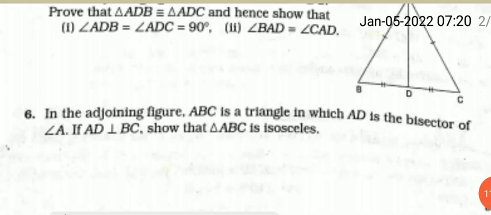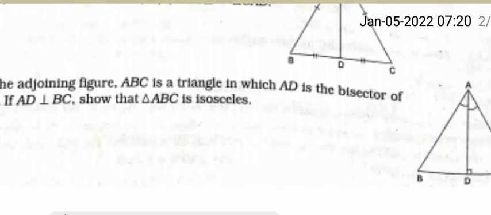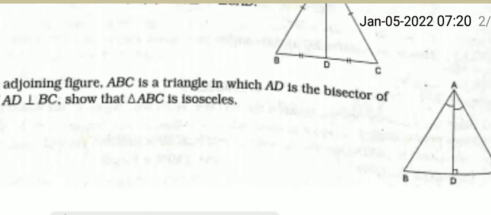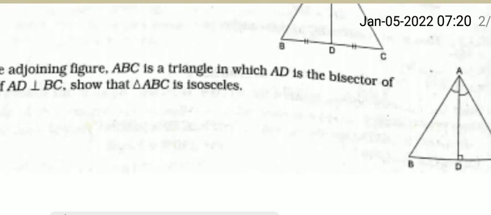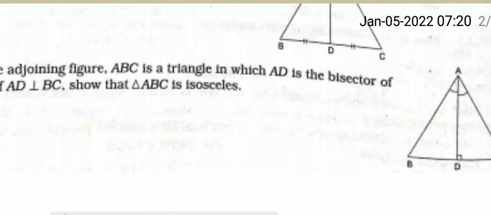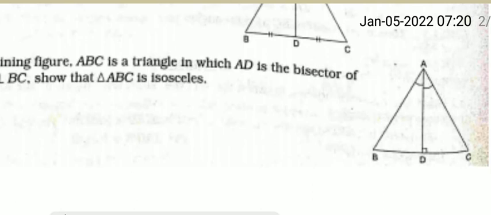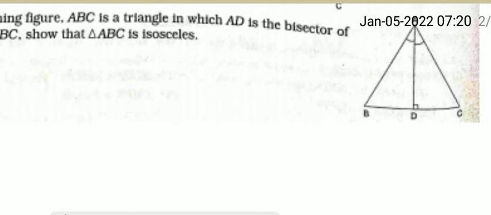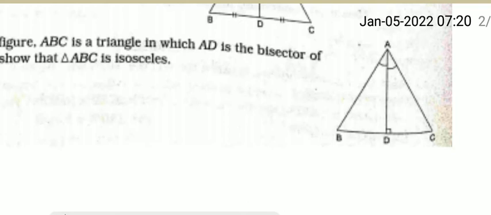Next, question number 6. In the adjoining figure, ABC is a triangle. You can see here ABC is a triangle in which AD is the bisector of angle A. If AD is perpendicular to BC, so that triangle ABC is a isosceles. So you have to prove ABC is isosceles. So how will you prove it? Very simple. First of all, you have to find out the congruence of ABD and ADC. Okay. ABD and ADC, what do you have to do? Show congruence.